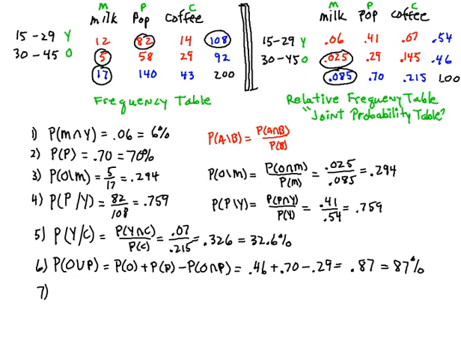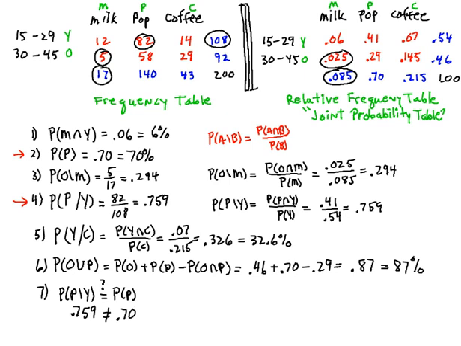In this problem, I've really already got what I need to pretty quickly determine whether these two events are independent or not. If I look at the probability of P given Y and compare that to the probability of P, I can see whether they're independent. The probability of P given Y is 0.759. The probability of P is 0.7.